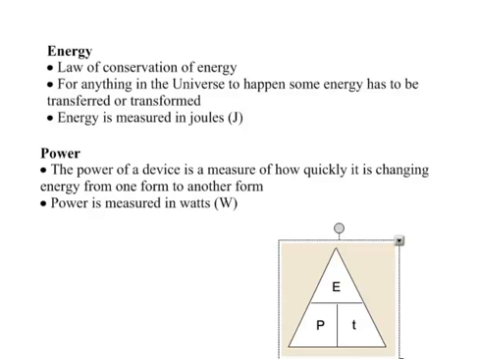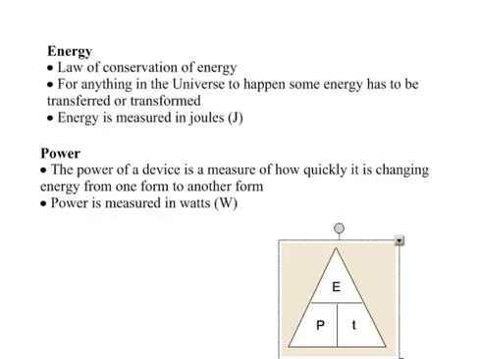Energy and power. What do we know about energy and what do we know about power? Well, for energy, we know the law of conservation of energy tells us what we can and can't do with energy. We know that energy cannot be created, it can't be destroyed, it can only be changed from one form into another form. We know that for anything to happen anywhere in the universe, some energy has to be transferred or transformed to make that happen. And we also know that energy is measured in joules.